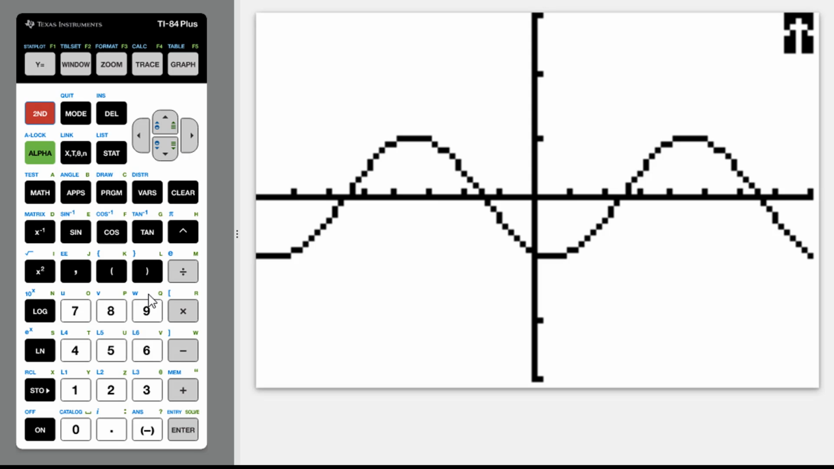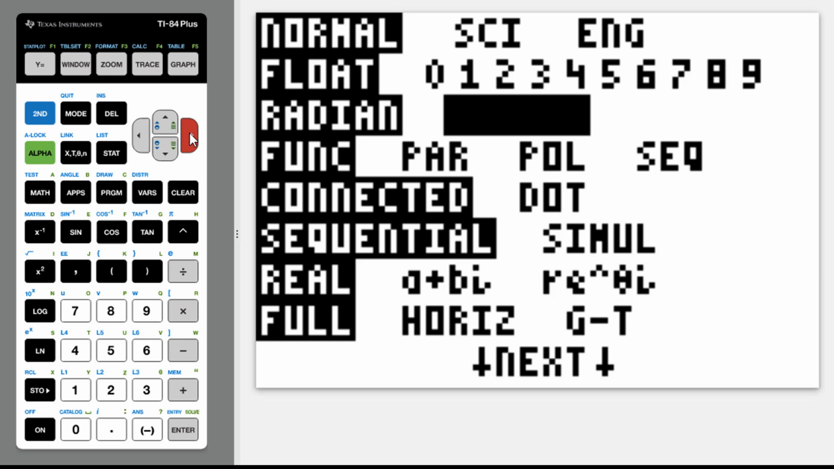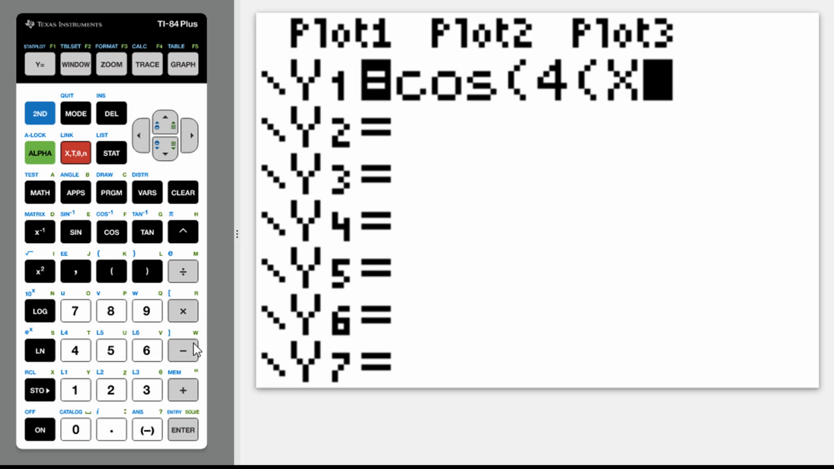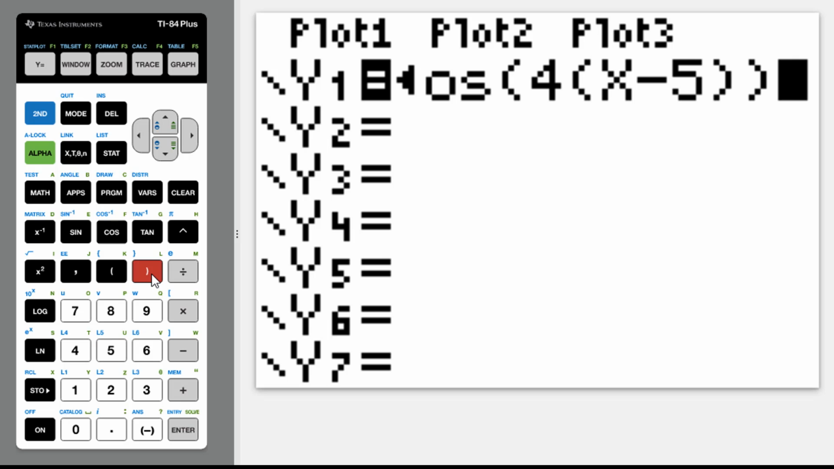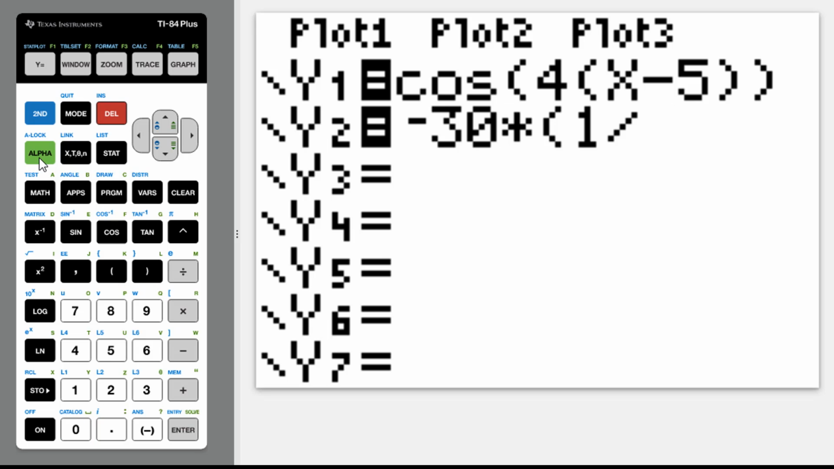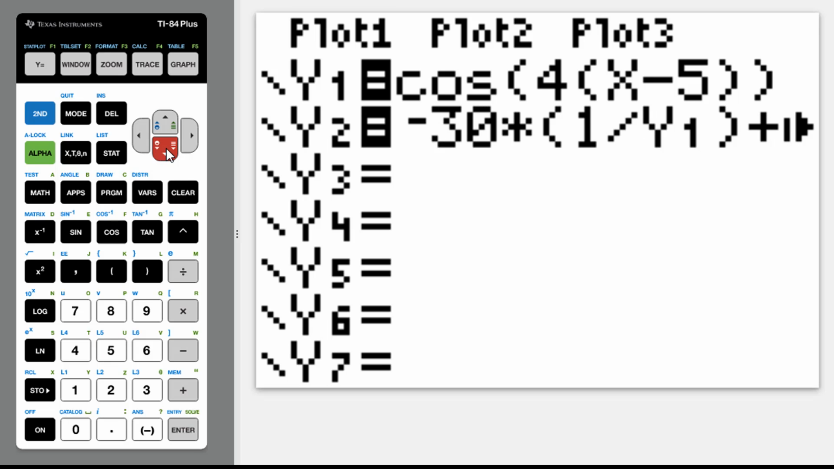First of all, clear the memory. Second plus 7, 1, 2. Make sure the mode is degree. Y equals cosine 4 times x minus 5. Then for y2, you will get negative 30 times 1 divided by y1. So alpha trace y1, parentheses back, plus 65. Then we will unhighlight this y1, this equal sign, so that the graphing calculator won't graph this y1.